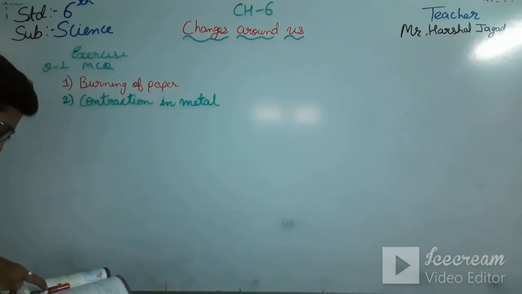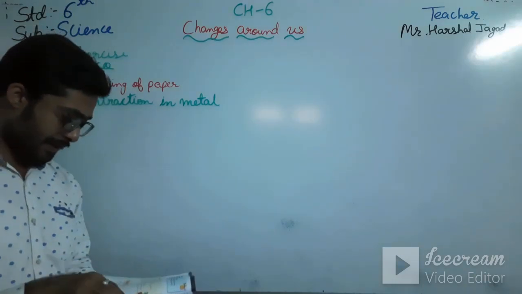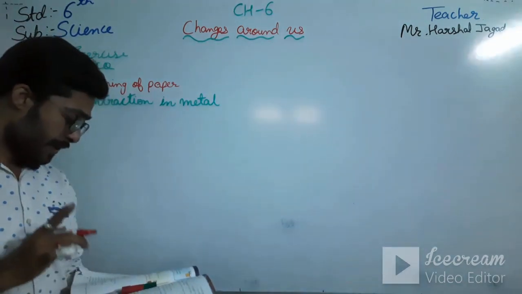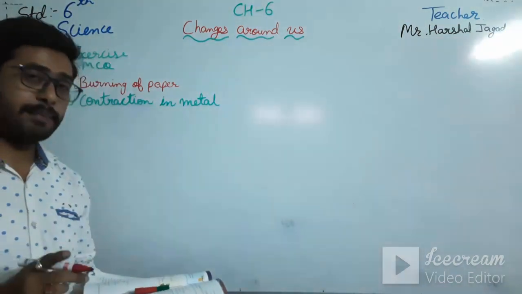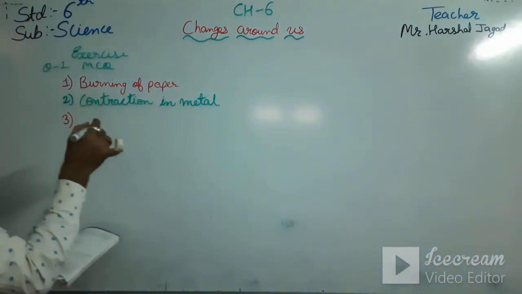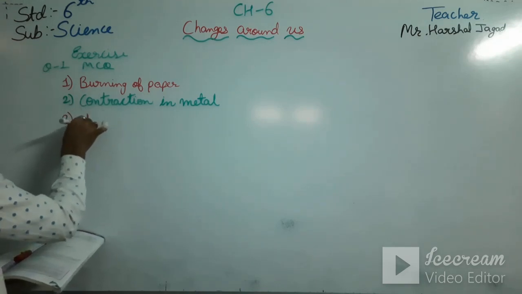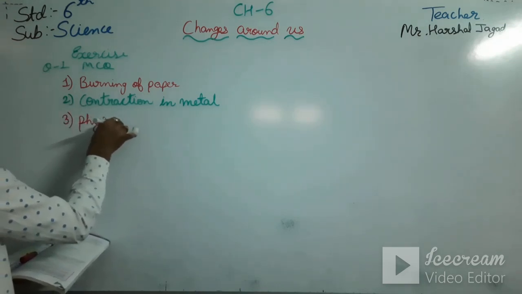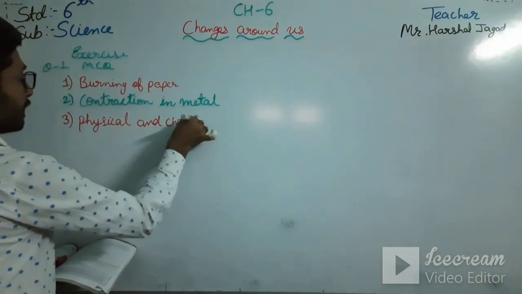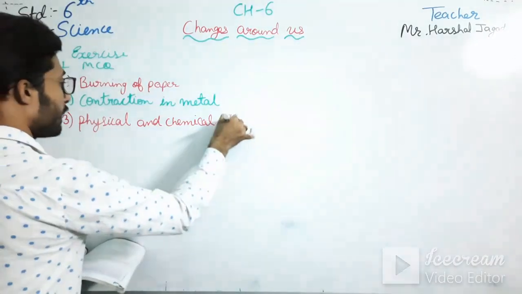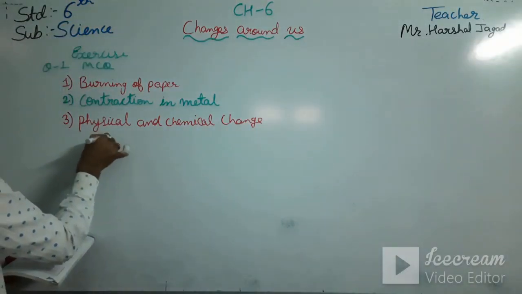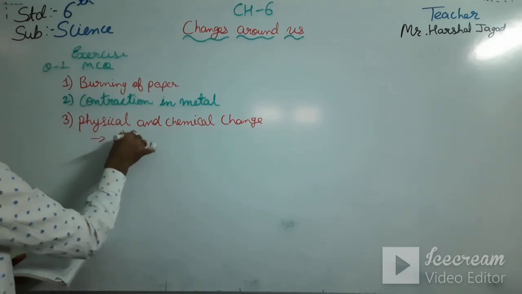Third one, burning of candle wax is an example of physical change, chemical change, irreversible change, or D, both A and C. So in the third, it will be physical and chemical change. That is D, both A and C.